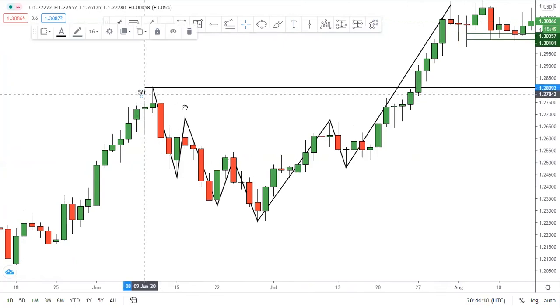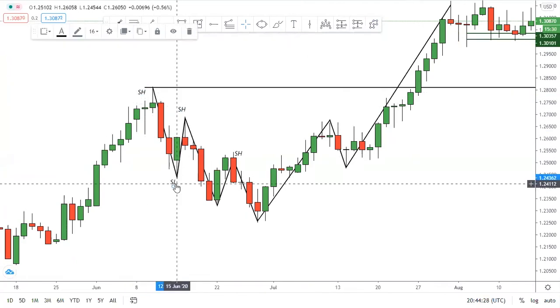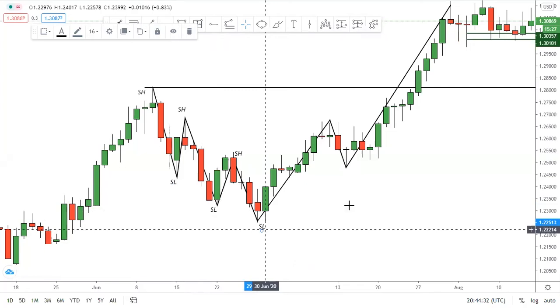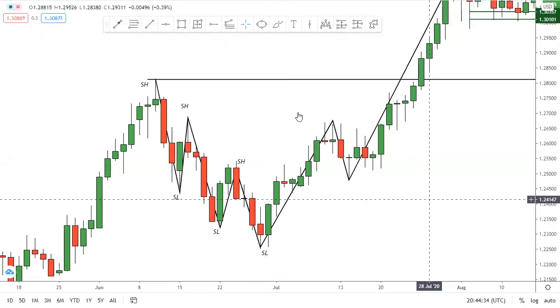So these are swing highs. These are swing lows. Now see what happened. Can you see that this swing high got broken?